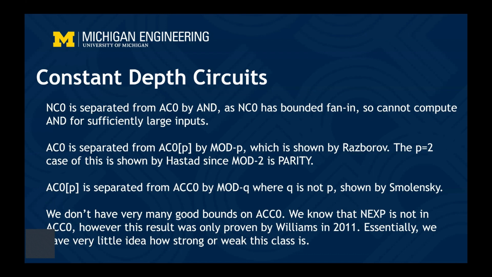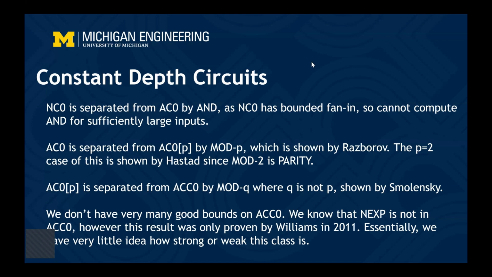NC0 has bounded fan-in, but AC0 does not. These are circuits which use AND and OR gates and have constant depth. If we have bounded fan-in and constant depth, we can't compute AND over all inputs for sufficiently large inputs. So that gives us a separation between NC0 and AC0.